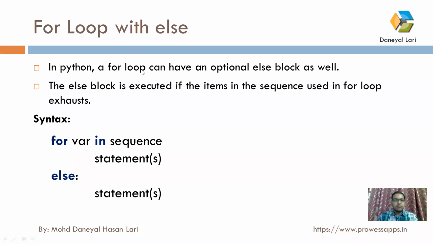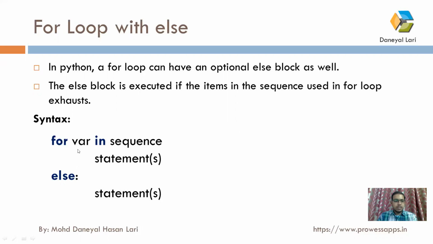So in Python, a for loop can have an optional else block. As we have already seen, else can be a part of a while also, and that is optional. So else is optional with the for also. The else block is executed if the items in the sequence used in the for loop are exhausted. So if you have any number of elements in a sequence that you pass to the for, and if the sequence is exhausted, meaning all the elements have been finished, then the else block will execute.